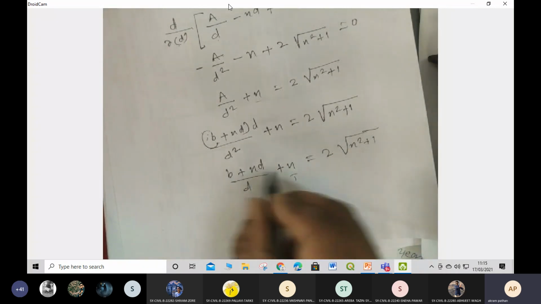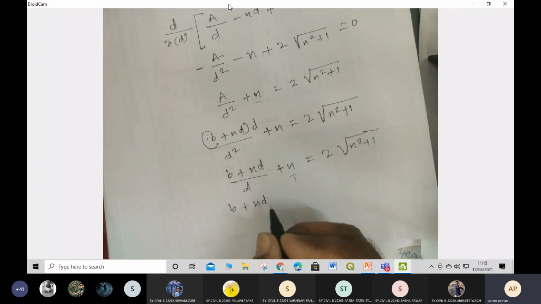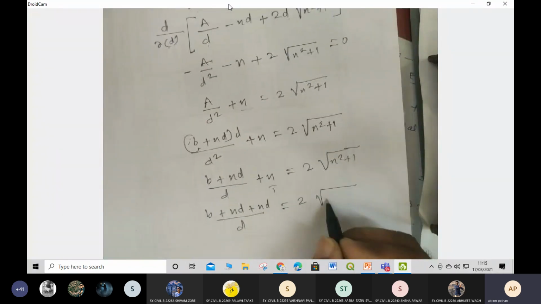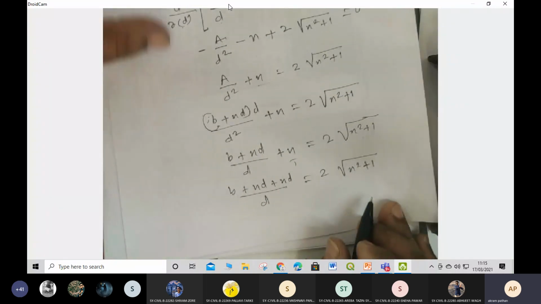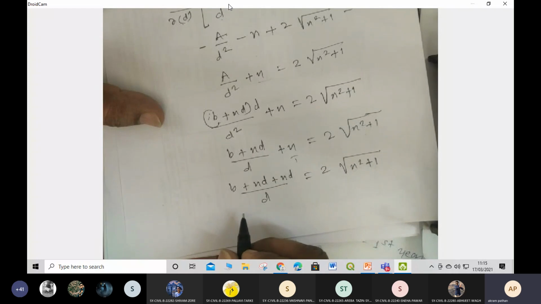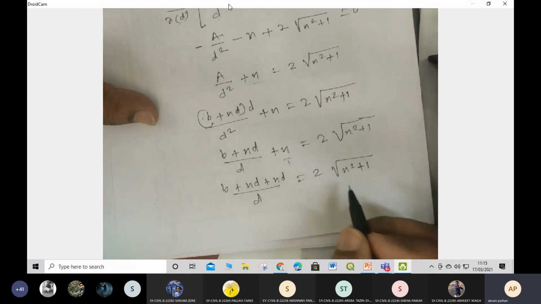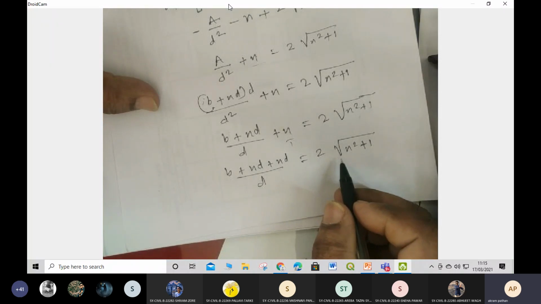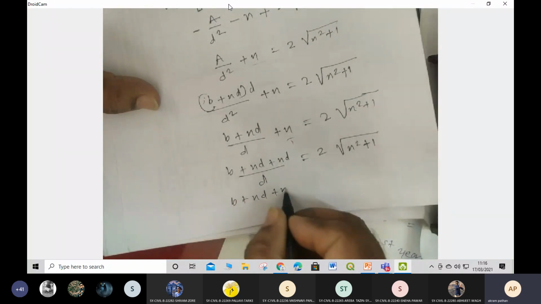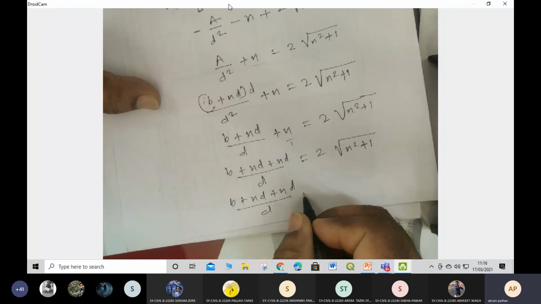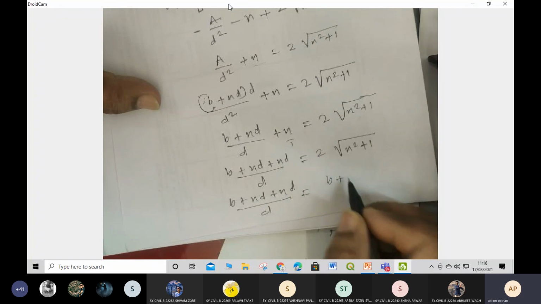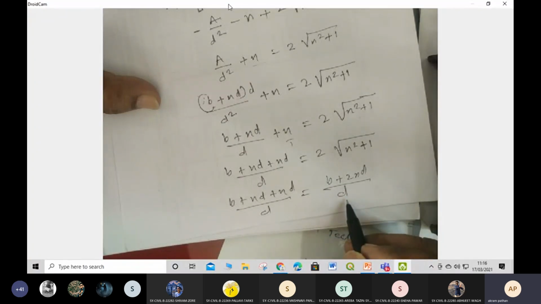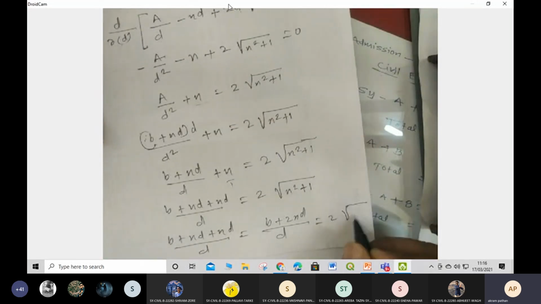Then cross multiplication, (B plus nD plus nD) divided by D, which is equal to 2 times under root n square plus 1. Then if I further simplify this, you have to again multiply on both sides by D: (B plus nD plus nD) divided by D, which is equal to (B plus 2nD) divided by D, which is equal to 2 times under root n square plus 1.